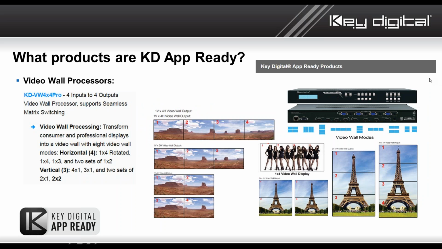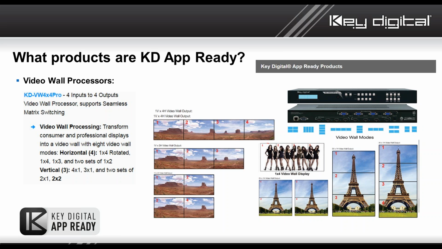So what's the next KeyDigital app ready product? That would be the KD-VW 4x4 Pro video wall processor. It's an external video wall processor enabling you to sell and install a video wall to your clients at prices that have never been so low. You could even use consumer displays to create a video wall because of the panel flip feature built into the KD-VW 4x4 Pro.